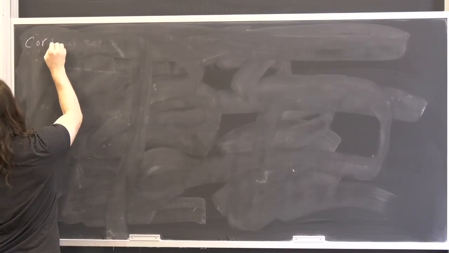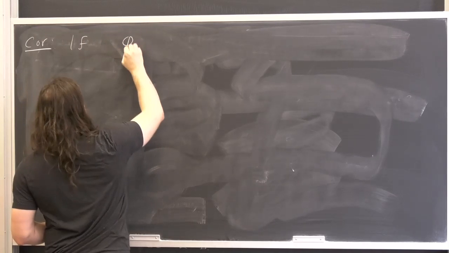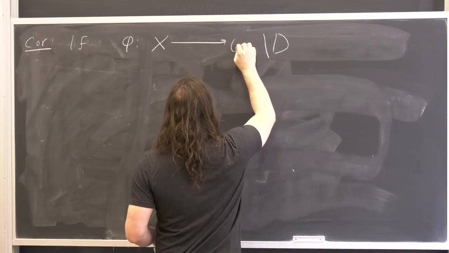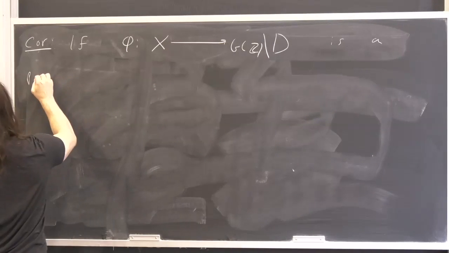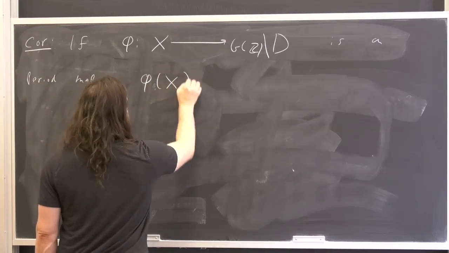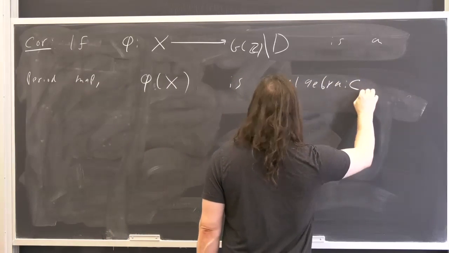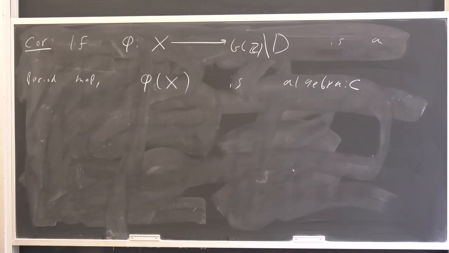So, as an immediate corollary, after all the work we've done on Hodge theory and period maps, if you have a period map to one of our D mod Gamma's, then phi of X is in fact algebraic. We have a definable structure here. We've shown that phi is definable, and so the theorem directly applies. This is new.